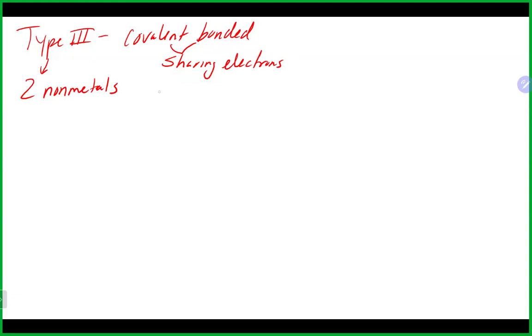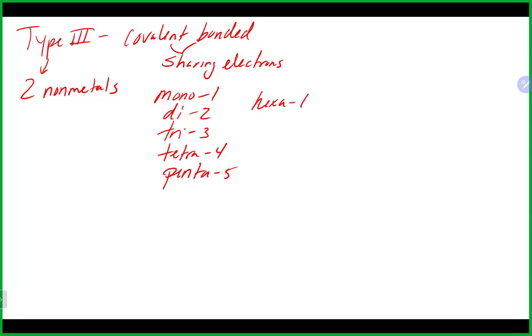So again, we have mono, which is 1. We have di, which is 2. Tri, which is 3. Tetra, which is 4. Penta, which is 5. Hexa, which is 6. Hepta, which is 7. Octa, which is 8. Nona, which is 9. And a little deca action, maybe, that is 10.